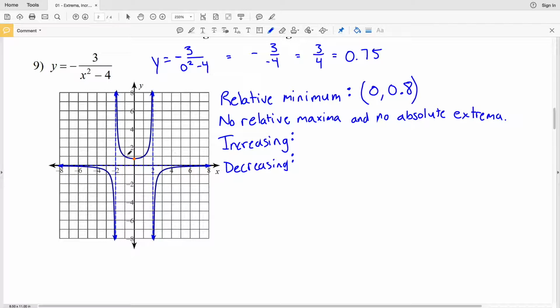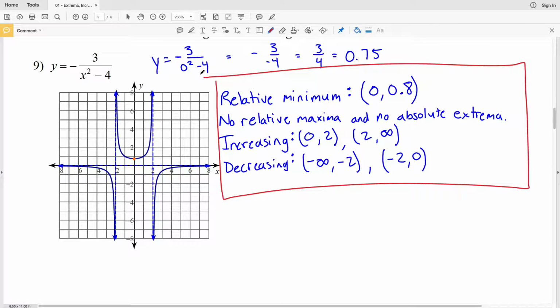So the function is increasing from that relative minimum of 0 to that point of discontinuity 2, and then from that point of discontinuity, the function is still increasing all the way to infinity. Now the areas where the function is decreasing, that's from negative infinity to the first point of discontinuity at negative 2, and then from that point of discontinuity to the relative min. So from negative 2 to 0. And that's our solution for number 9.